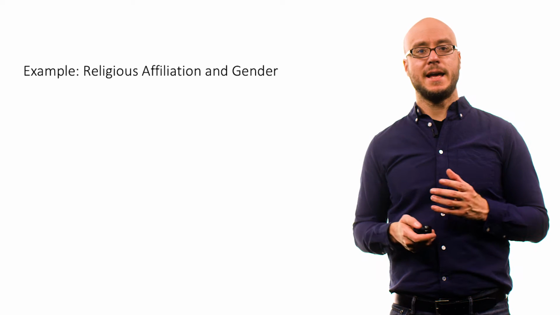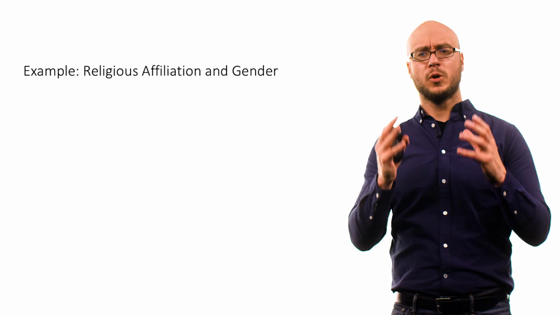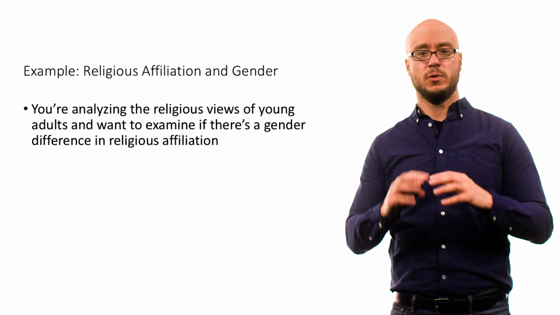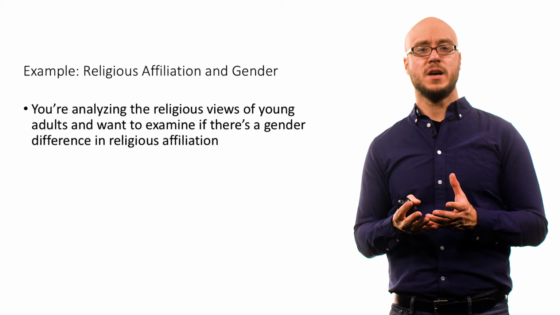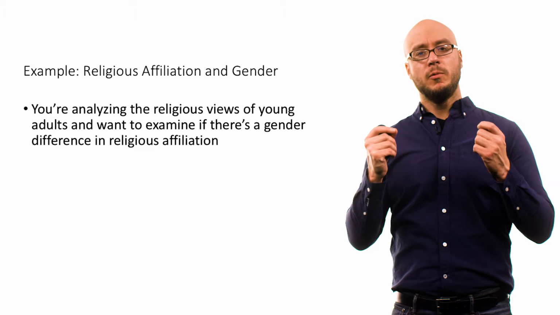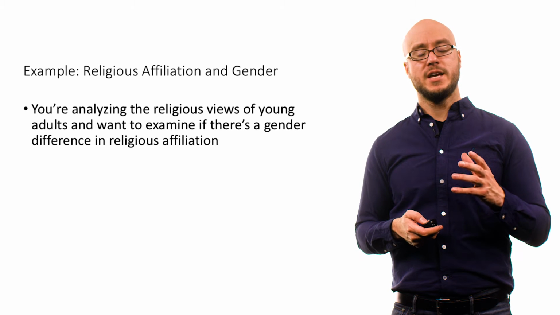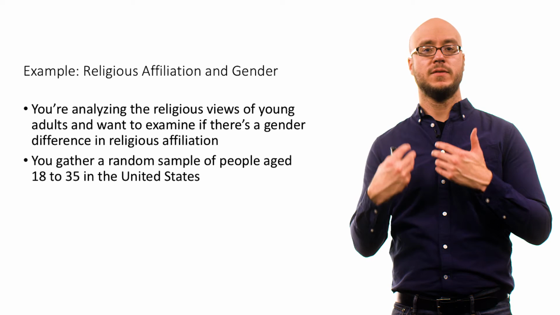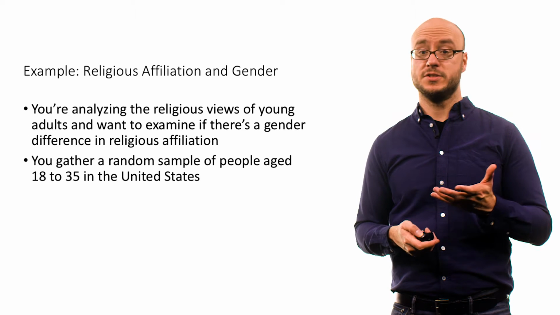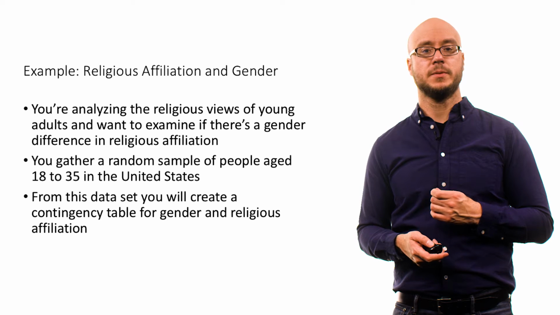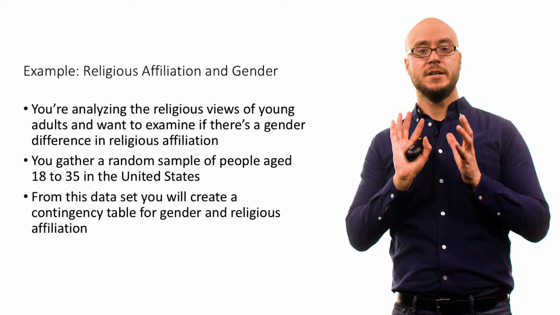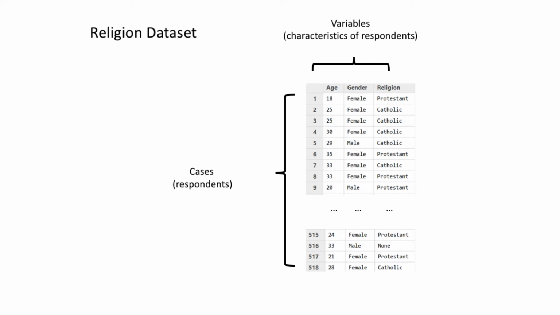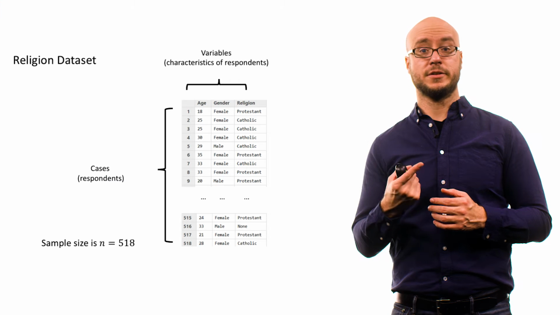So let's look at this example of religious affiliation again, but now we're going to use this variable of gender. We're again analyzing the religious views of young adults, 18 to 35, and we want to know if there's a gender difference in religious affiliation. Do men and women differ in terms of their religious identification? This is a real data set, a random sample from the population, based on a contingency table of counts from a random sample. This is the data set. Again, we have a set number of rows. We have 518 observations, or people. And our variables are really gender and religion.